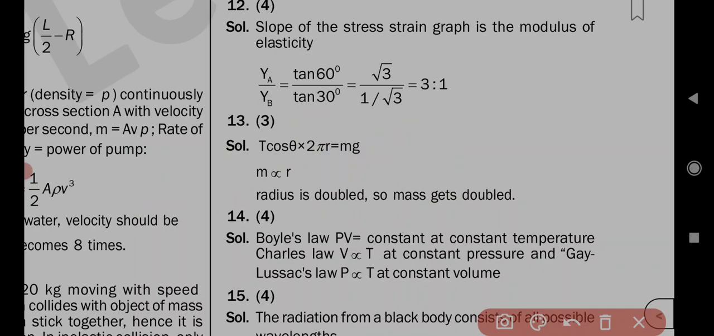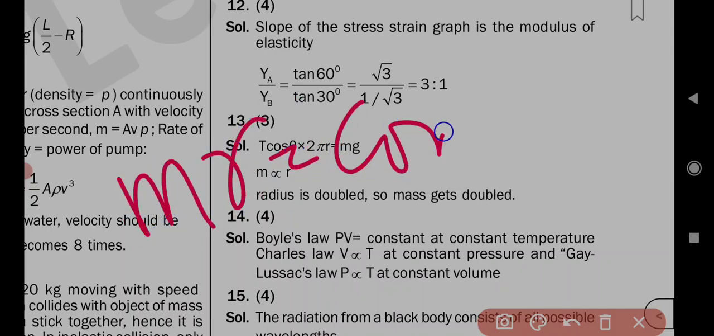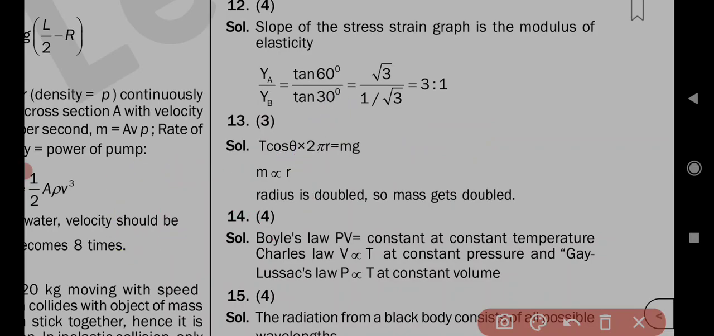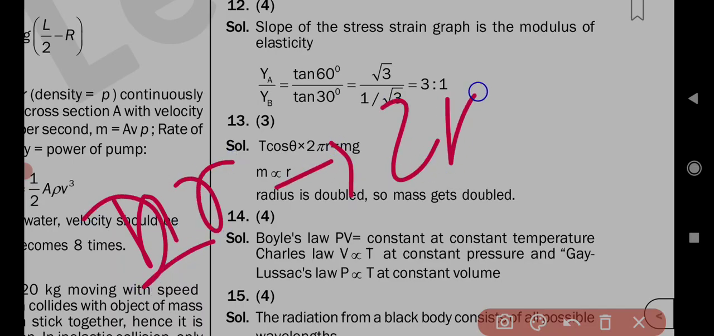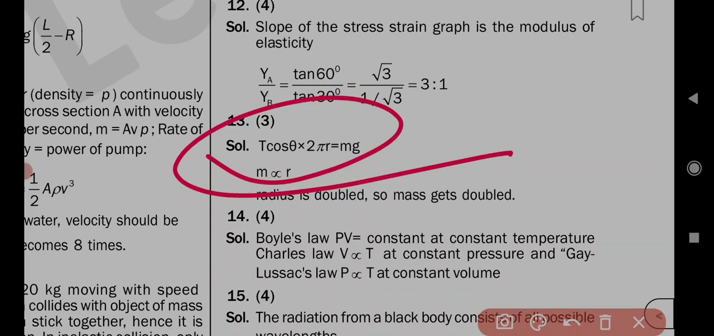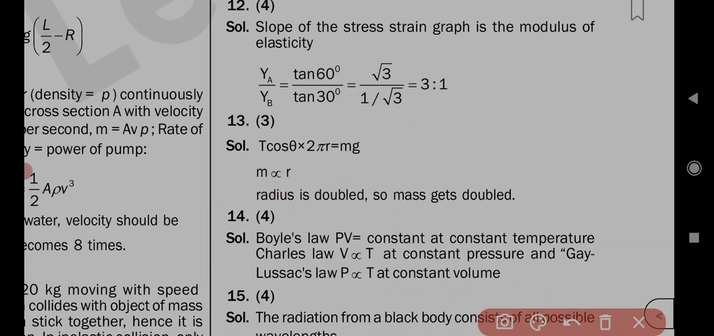So then mr is constant, right? So m is directly proportional to r. You can write, if radius is doubled, then mass will also be doubled. So if m was 10, now it became 20. That is the thing. Here they have given some other explanation. You can see this is the capillary tube first of all. So T cos theta into 2 pi r is mg. So we can see r is directly proportional to m, and this relation you will also get.